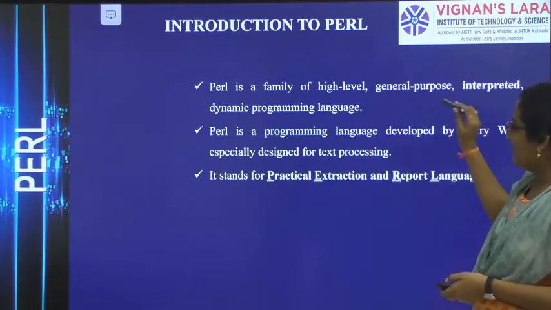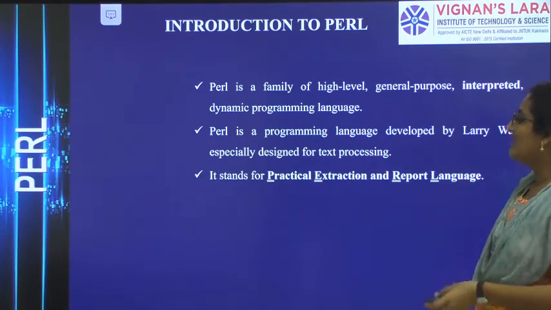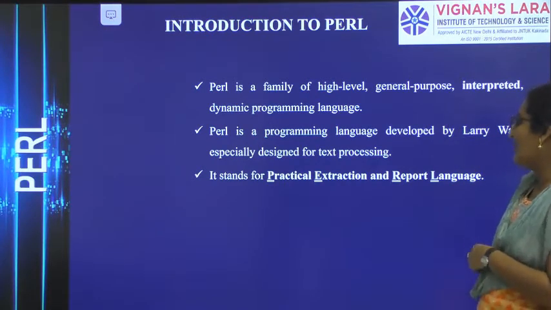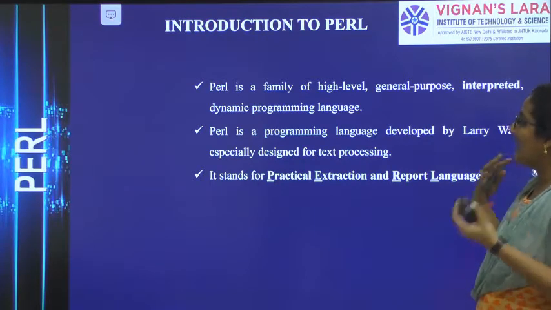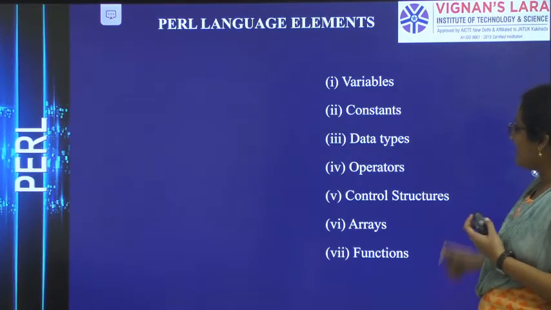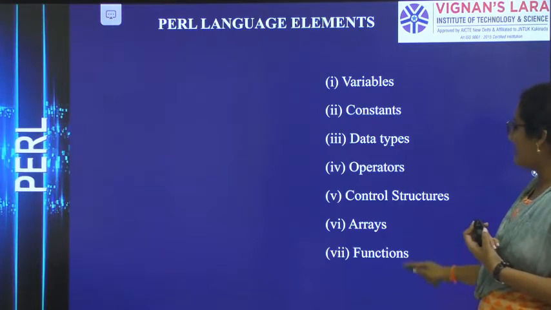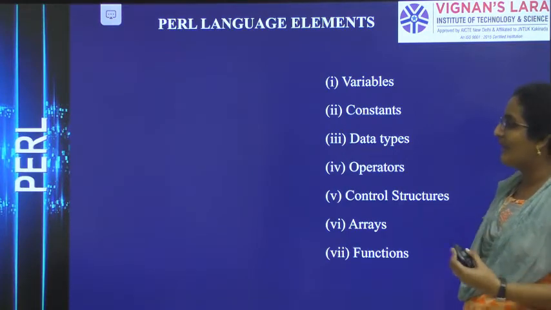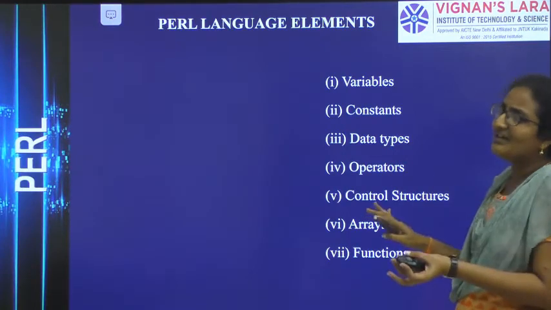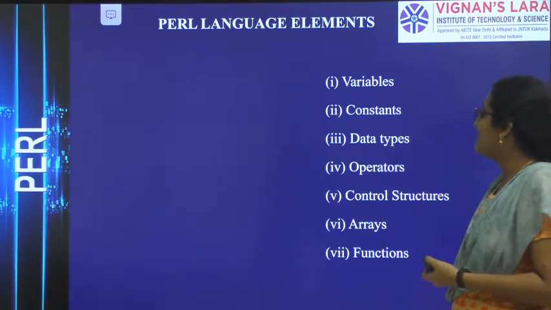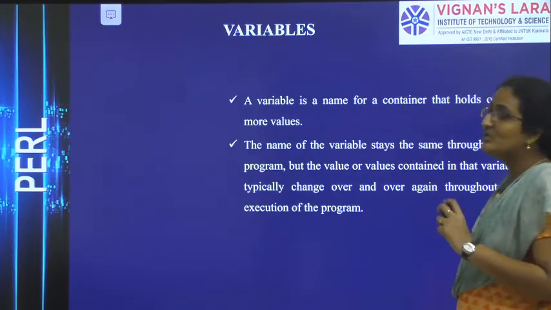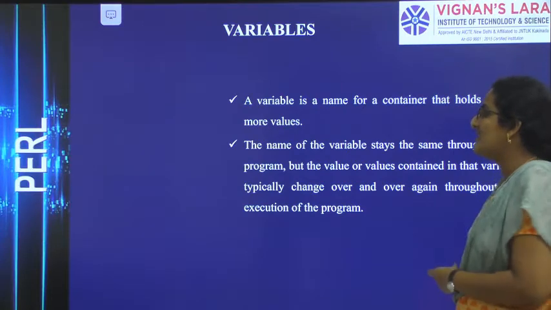So we have started the Perl programming language, which is nothing but Practical Extraction and Report Language. Here we have different elements. Variables, constants, data types, operators, control structures, arrays and functions are the different elements of Perl programming, which are similar to all other programming languages. So the first one is a variable, which can hold a value and it can be changed from time to time.